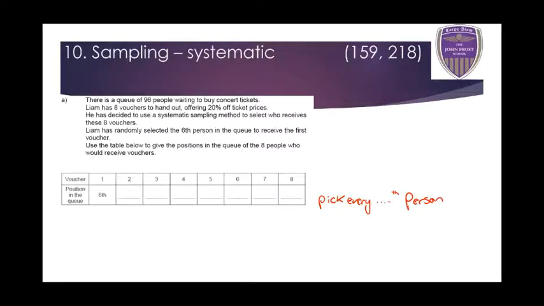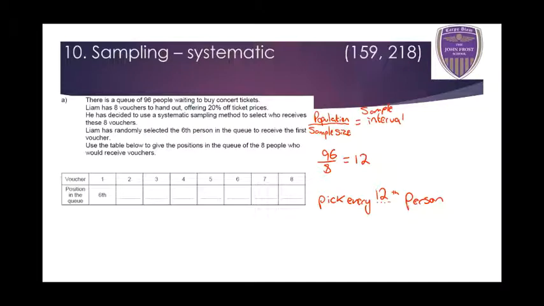Okay, and the formula for this was population divided by sample size. And that would give us our interval. That would give us our sample interval, okay? So the population in this case is 96. The sample size was 8. Therefore, the sample interval was 12. Therefore, we're looking to pick every 12th person, okay?